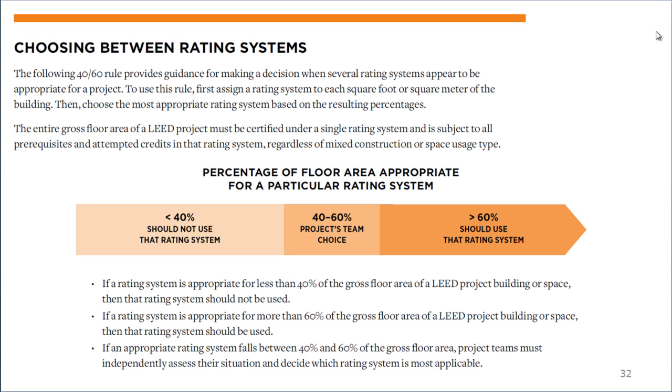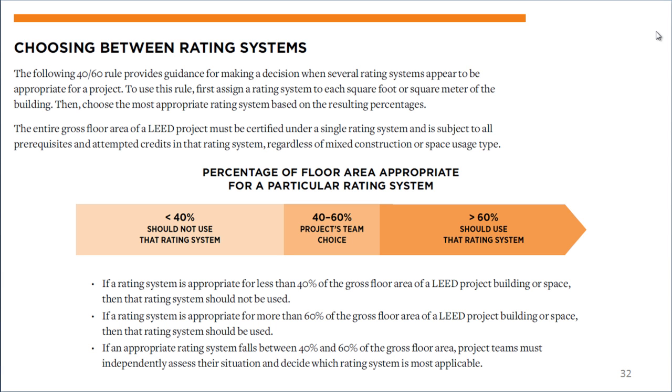The entire gross floor area of a LEED project must be certified under a single rating system and is subject to all prerequisites and attempted credits in that rating system, regardless of mixed construction or space usage type. Percentage of floor area appropriate for a particular rating system: less than 40% should not use that rating system; 40 to 60%, project team's choice; and more than 60% should use that rating system.